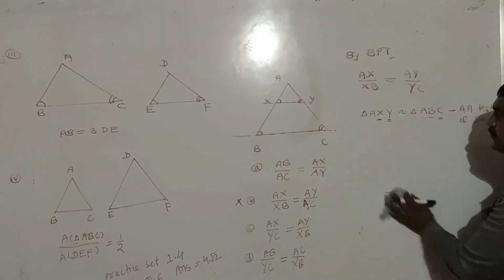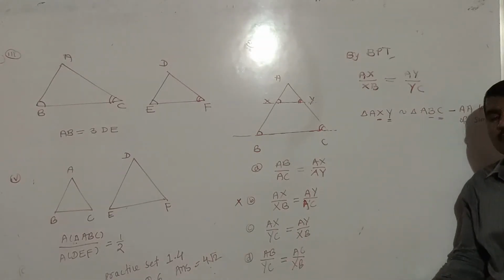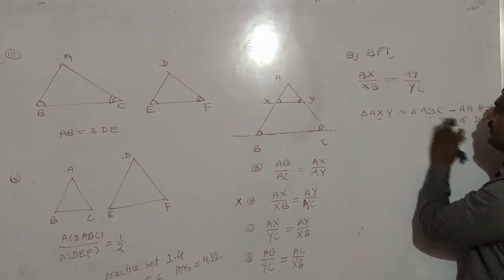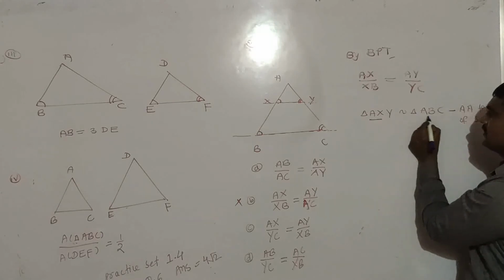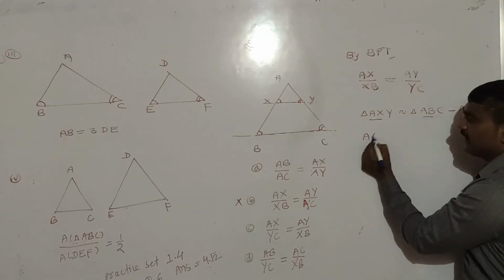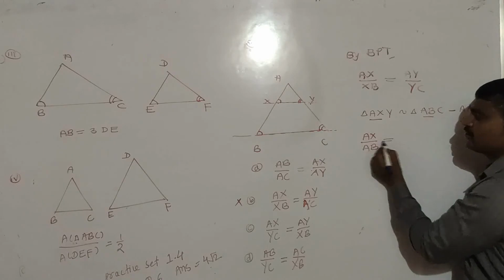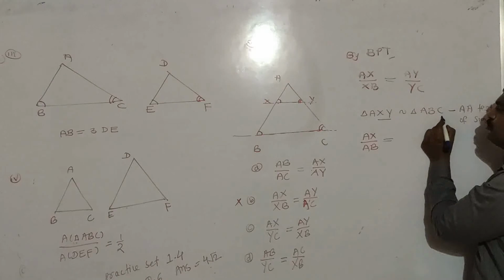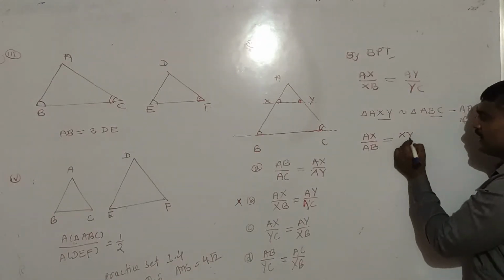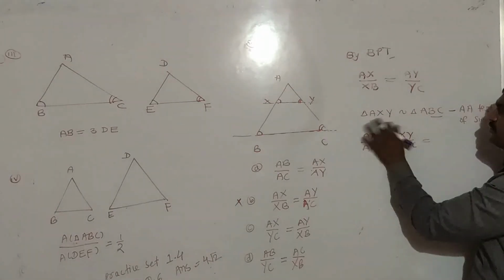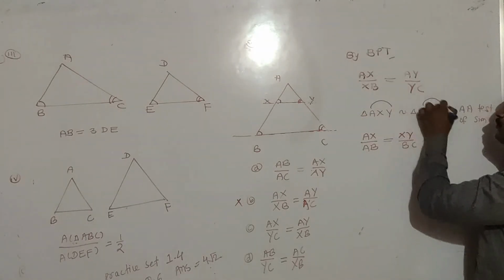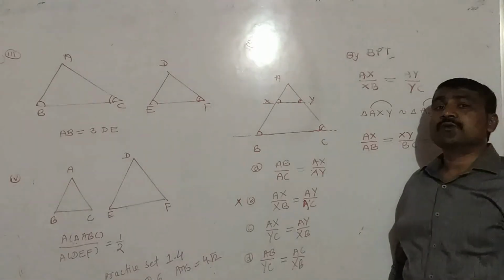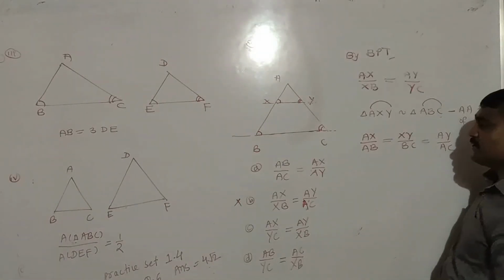As the two triangles are similar, we know the ratios of their corresponding sides are the same. So take the ratio. For AX, the corresponding side is AB, so we can write AX upon AB. The first ratio is completed. Now the second ratio: for XY, there should be BC, so XY upon BC. Next, for AY, there should be AC, so AY upon AC. Now you can check the correct options.